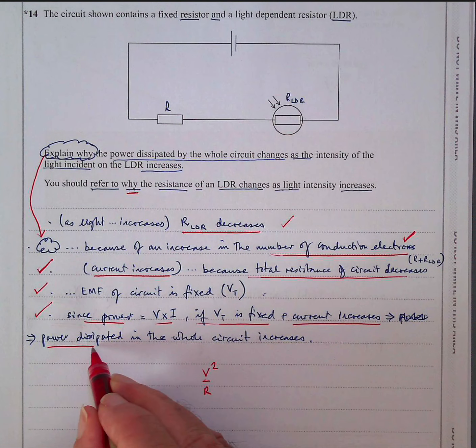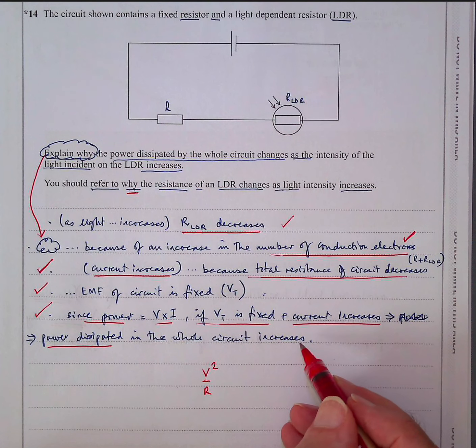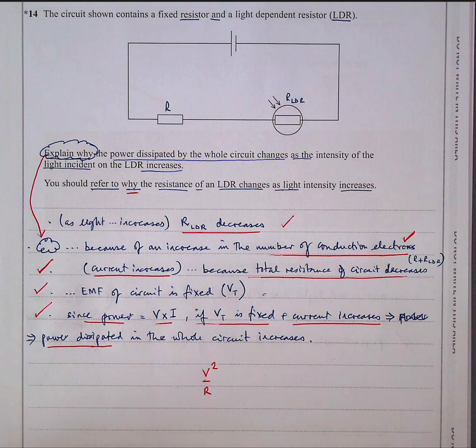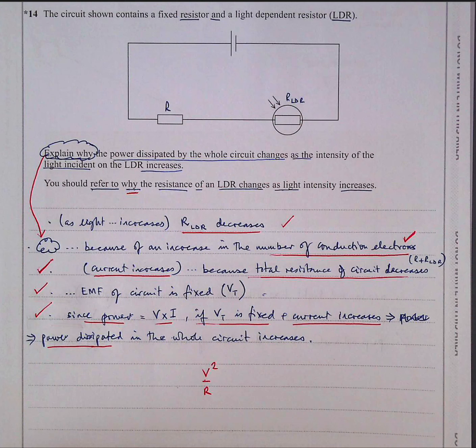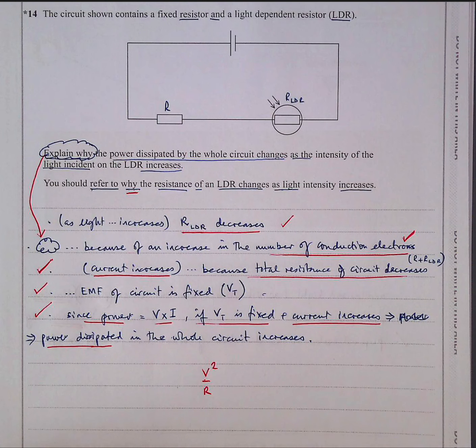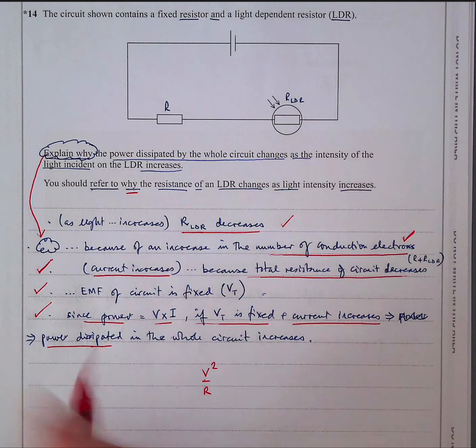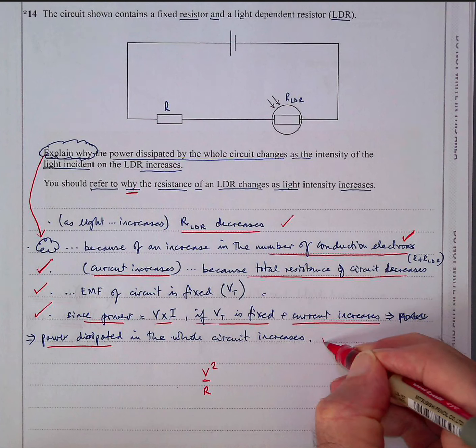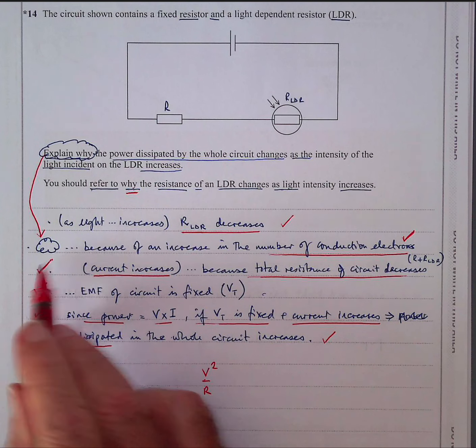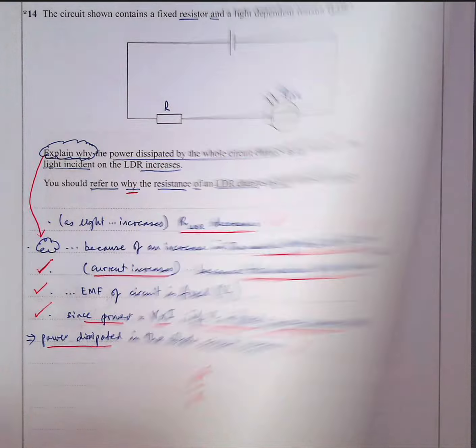In the whole circuit, the power dissipated in the whole circuit increases because the current in the whole circuit has gone up. The voltage has stayed the same, so obviously P equals V times I will increase, and that's how you get the 6 marks. 1, 2, 3, 4, 5, 6. Hope that makes sense. Okay, that's question 14.